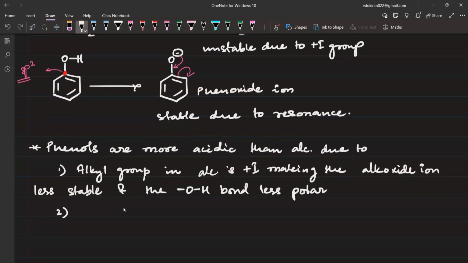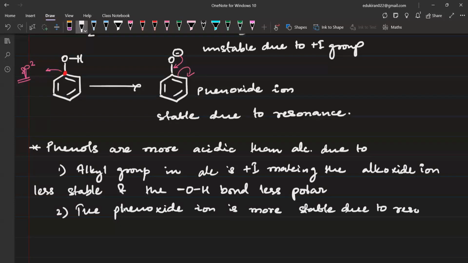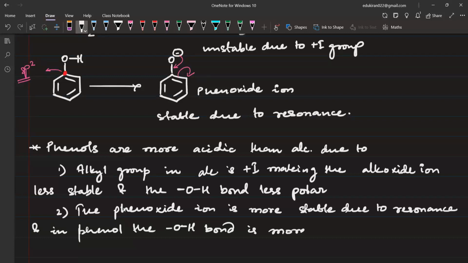Second reason why the phenol is more acidic: the phenoxide ion is more stable due to resonance, and in phenol, the OH bond is more polar due to minus I effect of benzene ring.